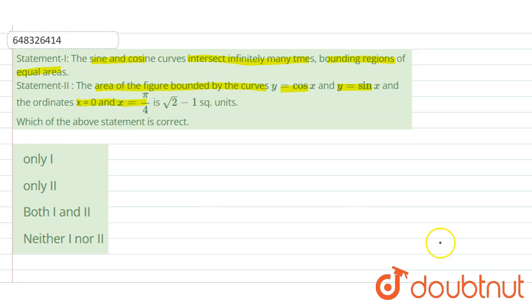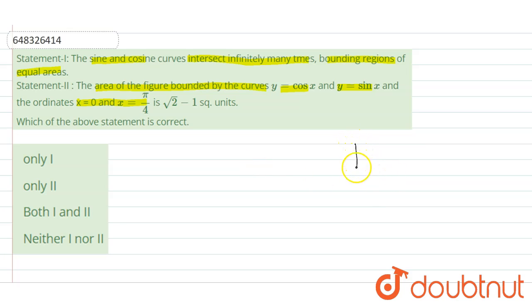For both these statements, we first find out the bounded areas, and then we find our conclusion. Here, first we draw the diagram.